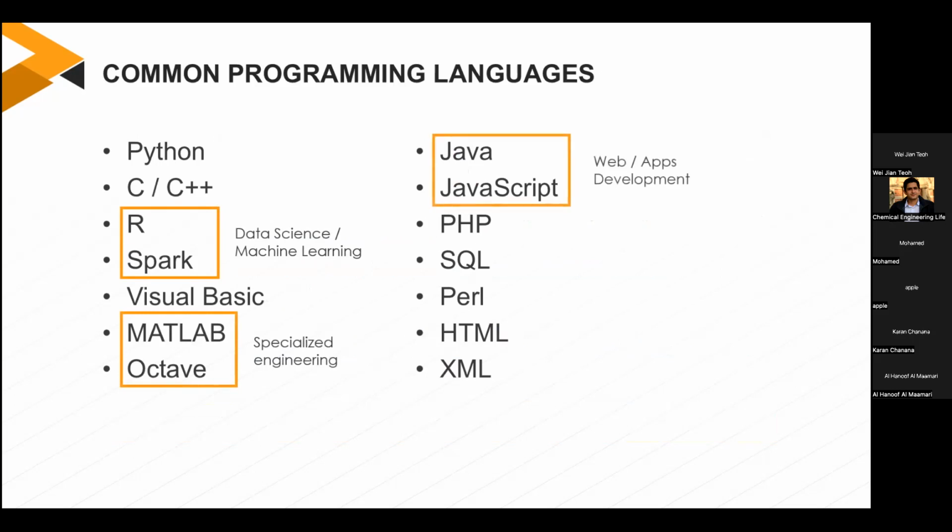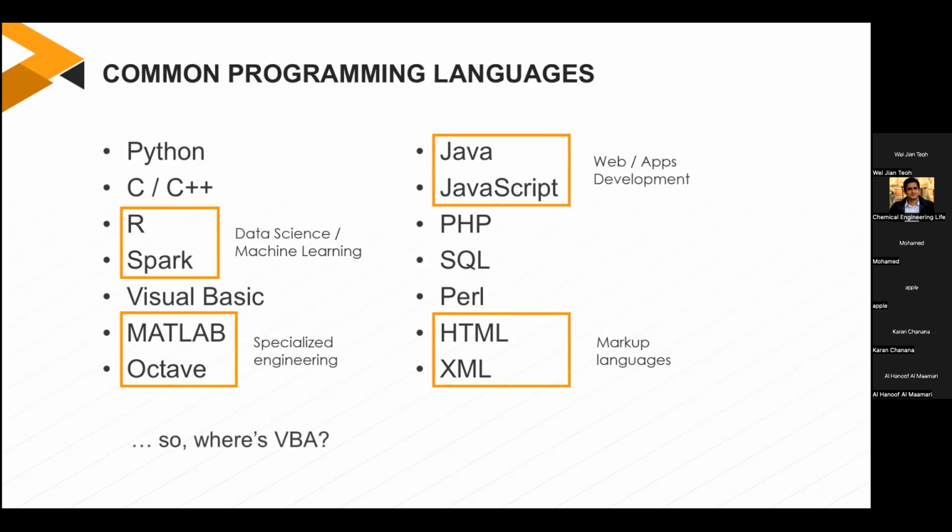There is MATLAB and Octave for specialized engineering applications, including in chemical engineering. We have Java and JavaScript, which are used for web development. We have PHP, SQL, and Perl, which are used for websites and server-side applications. And finally, we have HTML and XML, which are used to create the websites that we visit every day.